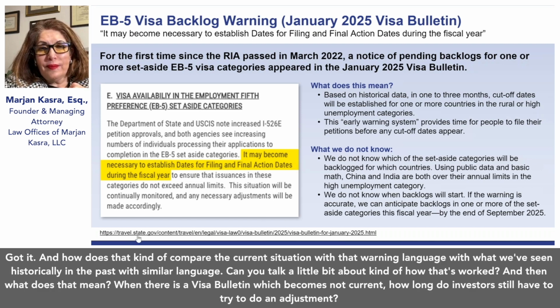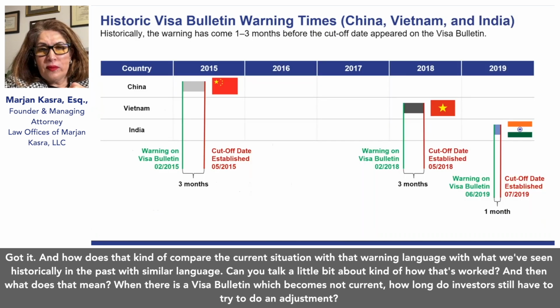Got it. And how does the current situation with that warning language compare with what we've seen historically with similar language? Can you talk a little bit about how that's worked, and what it means when there is a visa bulletin which becomes not current? How long do investors still have to try to do an adjustment?